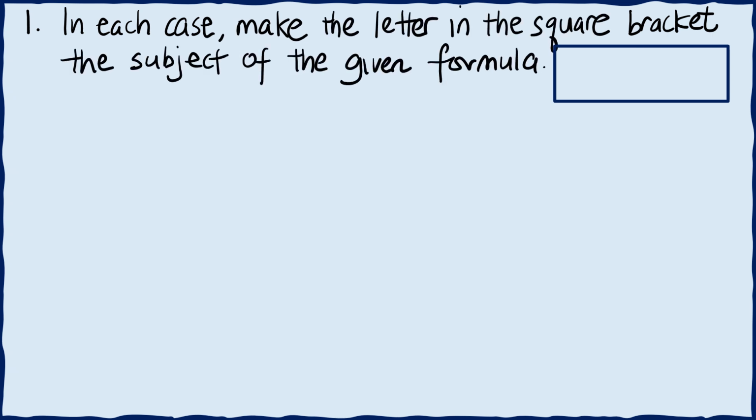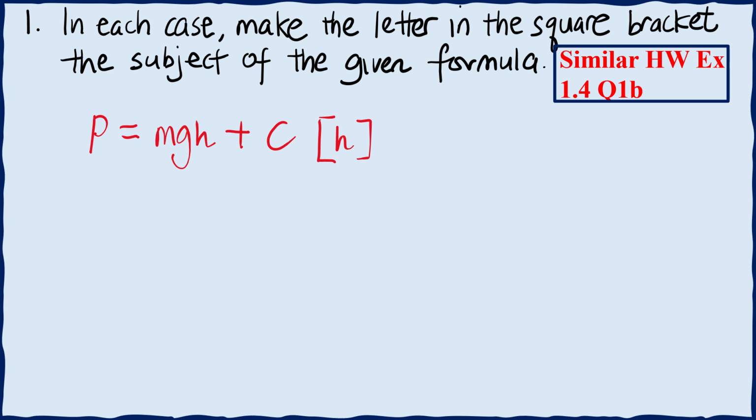So for each question, we are asked to make the letter in the square bracket the subject of the given formula. This question is similar to your homework question from exercise 1.4, question 1b. When we say make the letter in the square bracket, we refer to this letter here. So we need to make H the subject in this equation. Observe that there are three groups in this formula.